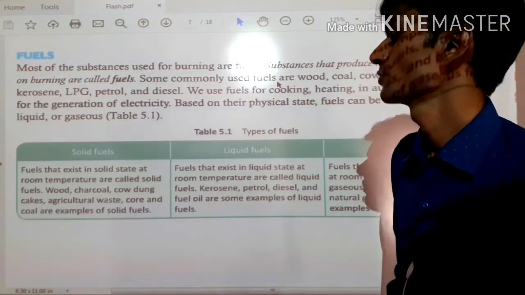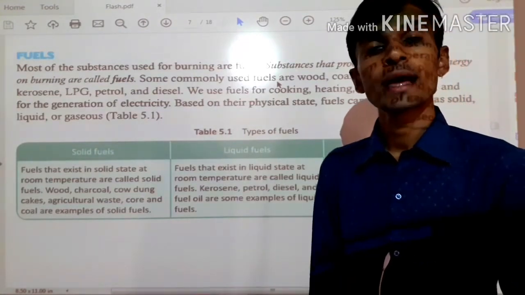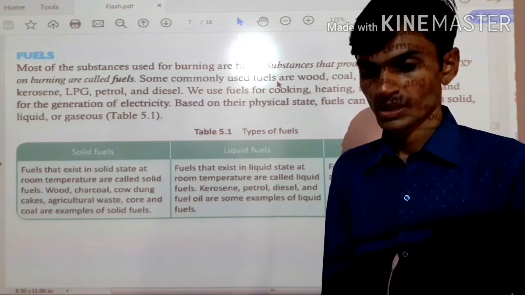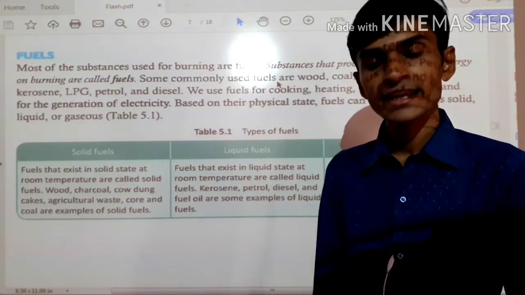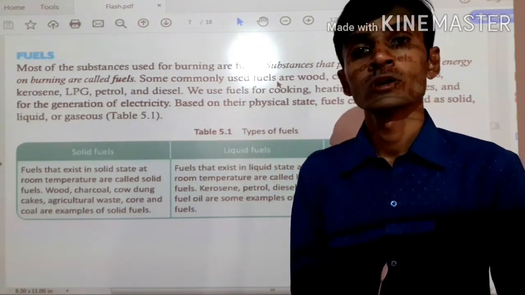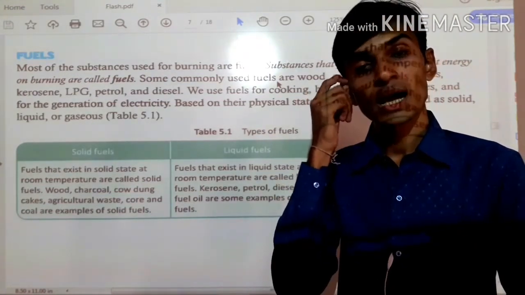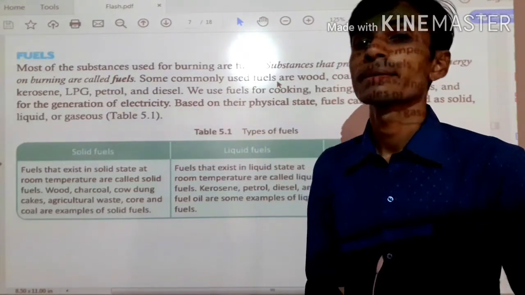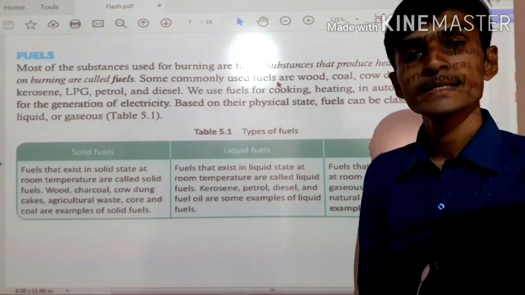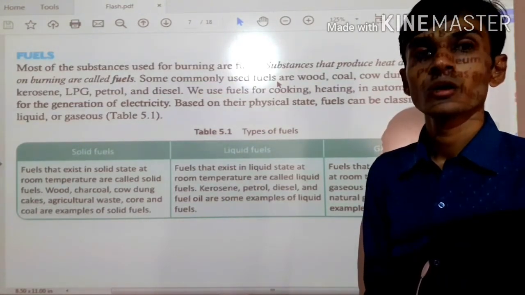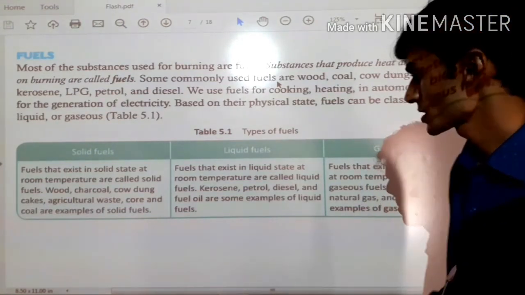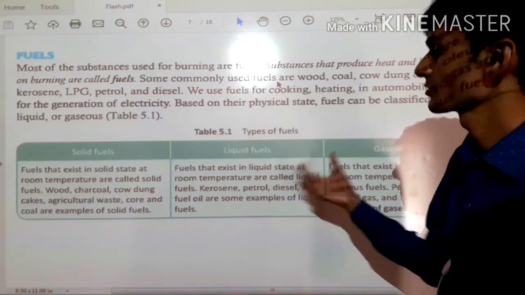So what are the examples of solid fuels? In solid fuels we can see fuels like wood, charcoal, then coal, then cow dung, agriculture waste, right? Dry leaves of plants, these are called solid fuels. Now what are the liquid fuels? In liquid fuels, petrol, diesel, kerosene, oil, that means edible oil can be burned, right? So these all are called liquid fuels.